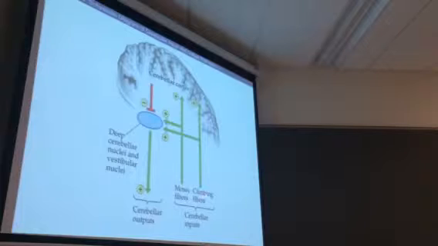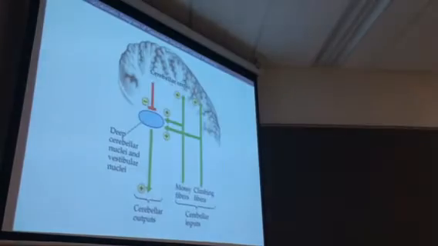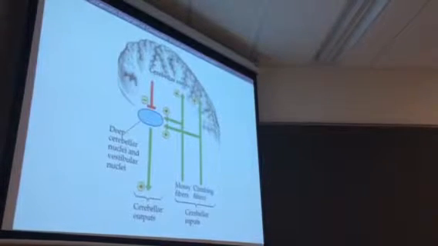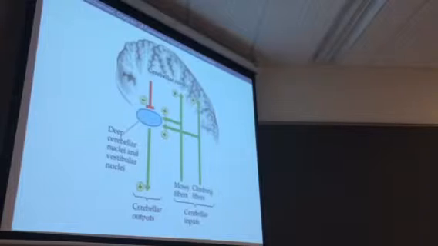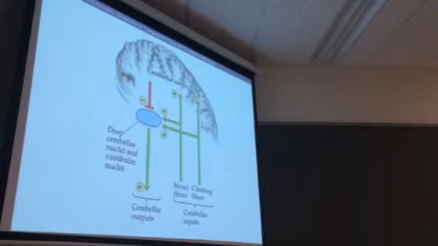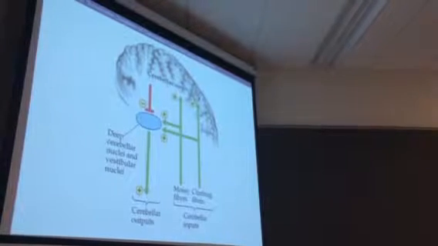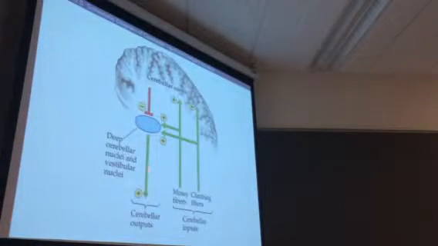These mossy fibers and climbing fibers are bringing signals to the cerebellum. They are excitatory signals coming into the cerebellum. Most of what the cerebellum does to that signaling is then inhibitory. The majority of outputs from the cerebellum are inhibitory outputs that are going to go to the deep cerebellar nuclei, they're going to go to the vestibular nuclei, and they are going to bring about some degree of inhibition. The signals coming from the deep nuclei, from the vestibular nuclei, are once again excitatory.